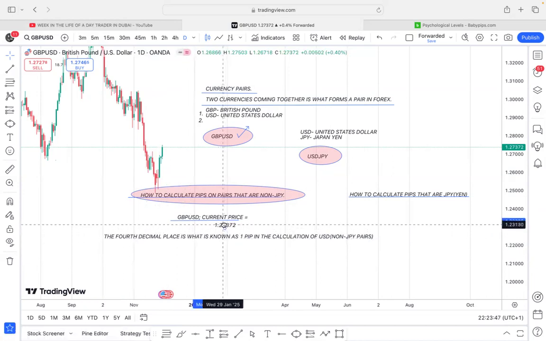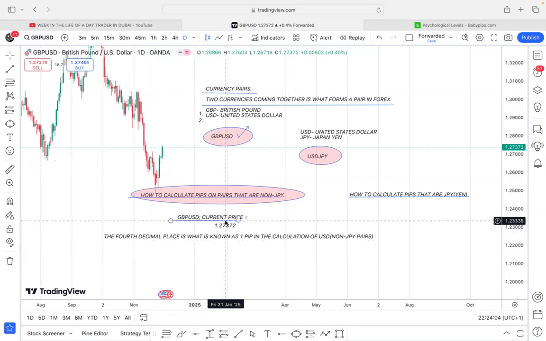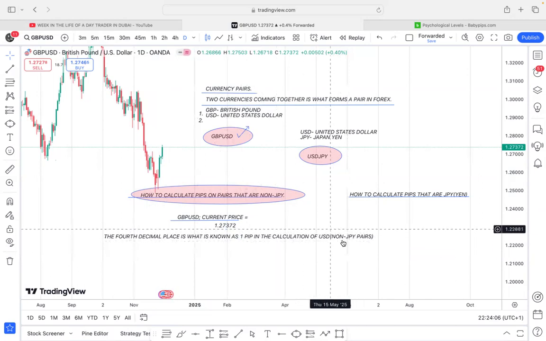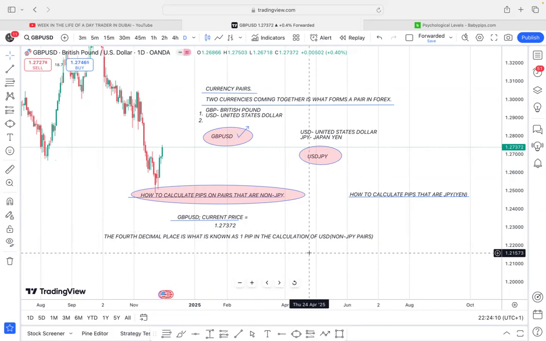You've taught it before. I've taught it before, right? Yes. But let me take it again so that those who are going to be watching the video take their time to understand how to perfectly calculate these psychological levels that we're talking about. So the fourth decimal place is what is known as one pip in calculation of the US dollar, which is the non-JPY.